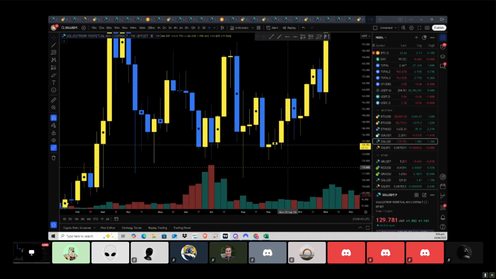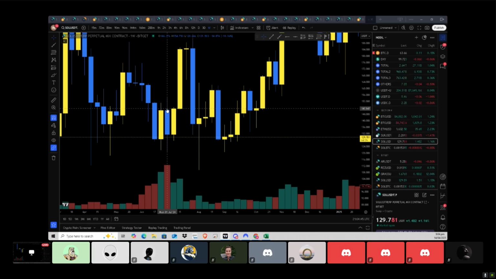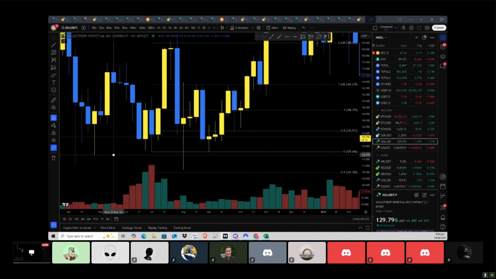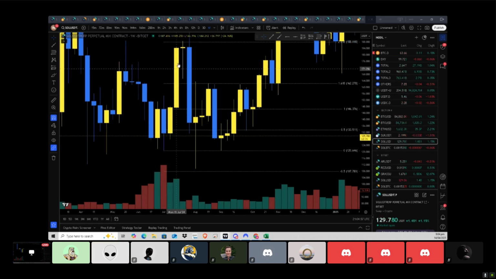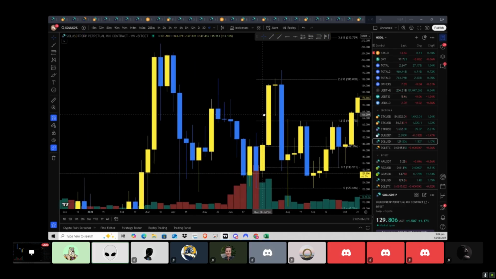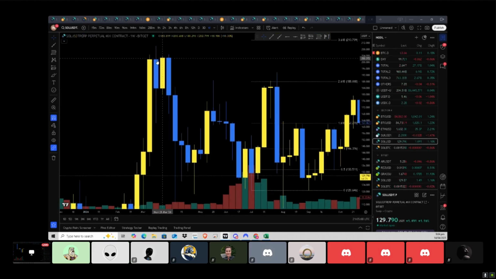Versus, say, this one. Price entered it, price shot up to target. But structurally very different. Engulfed, new range created, hard closed above, down and up to target. That's very different than that.